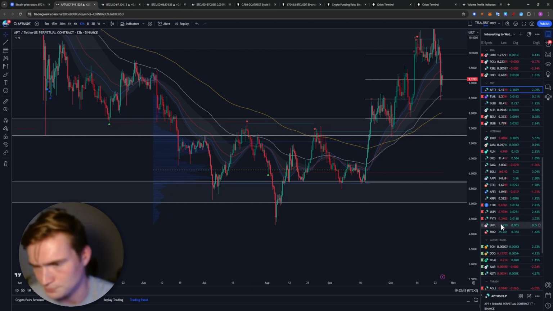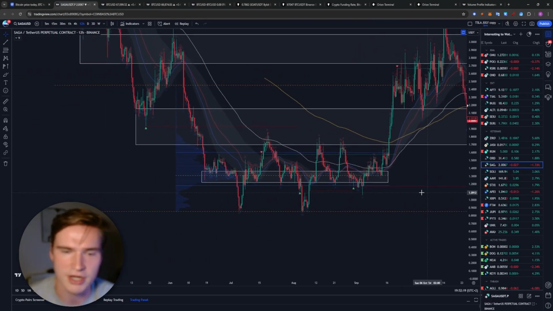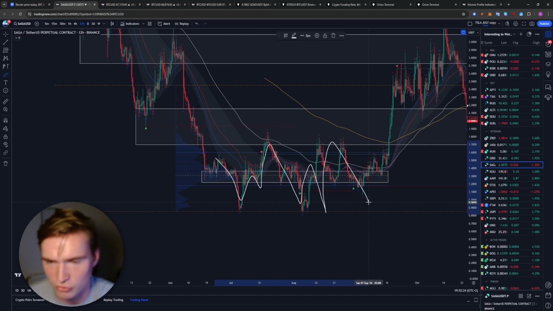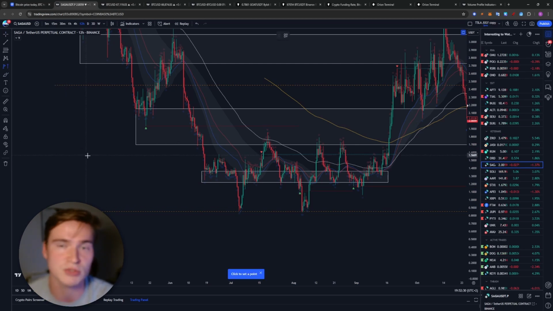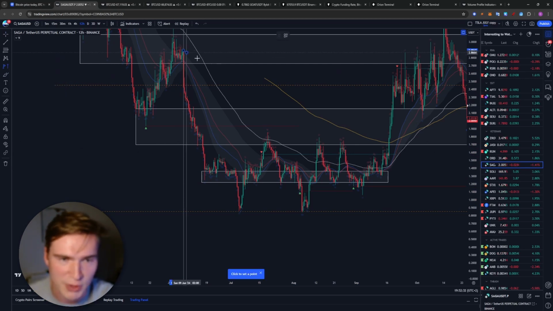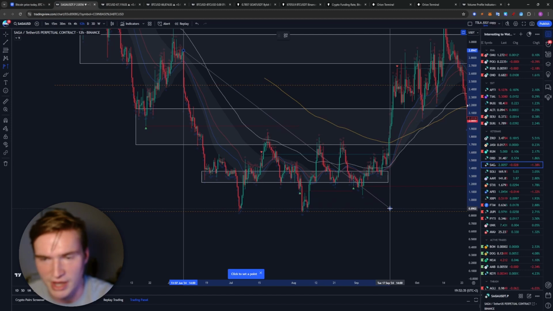Another example I wanted to look at with you is Saga. You can see down here, Saga was consolidating. So we have a range. We need to have a range for a volume profile to work. Then we set up the volume profile. We go to the left right here, pick the fixed range volume profile, and drag it over the entirety of the range we have so far.